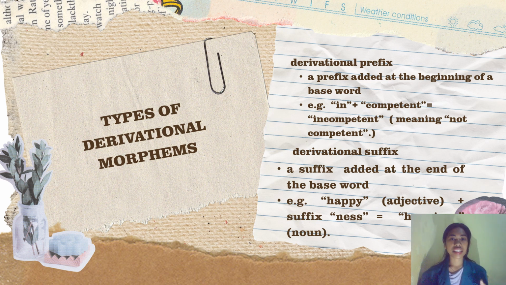And then the second is derivational suffix. A suffix can be added at the end of the base word. For example, the base word happy and then adding the suffix ness becomes happiness. Happy is an adjective and then happiness is a noun. So we can conclude that a prefix can change the meaning of the word and a suffix can change the class of the word.